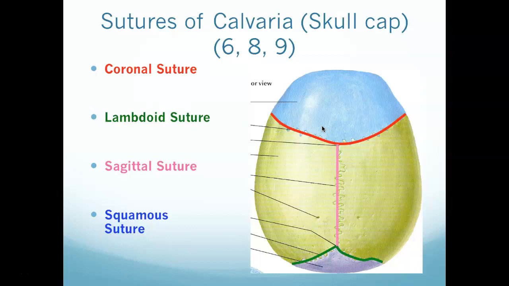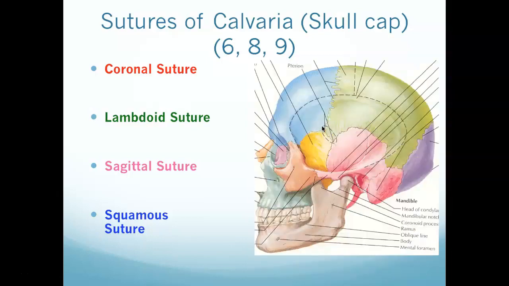You have your sagittal suture here that sits between your 2 parietal bones, and to see your squamous suture, we have to take a look at a lateral view of the skull. Just to review, here's your coronal suture, here's your lambdoid suture, and then we can now see your squamous suture, and that really sits between your parietal and your temporal bones.